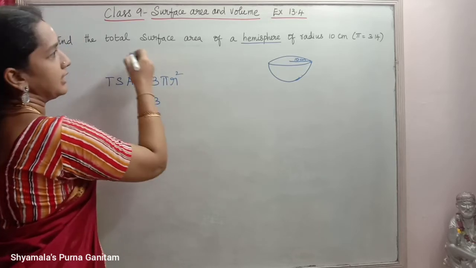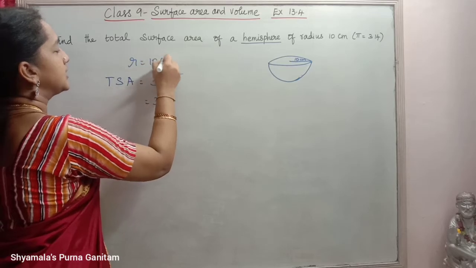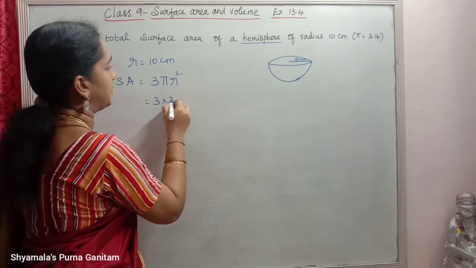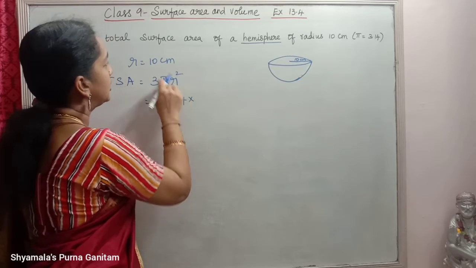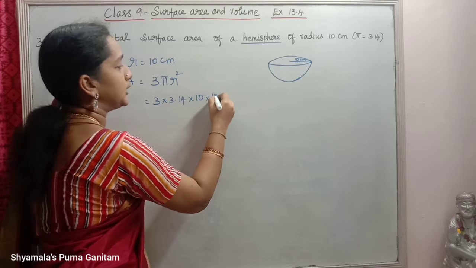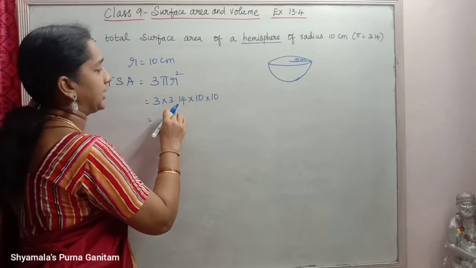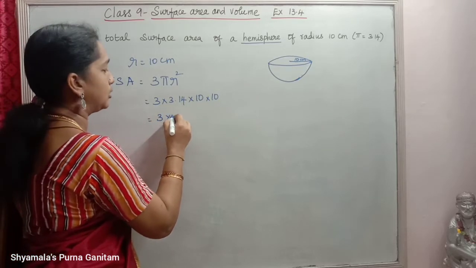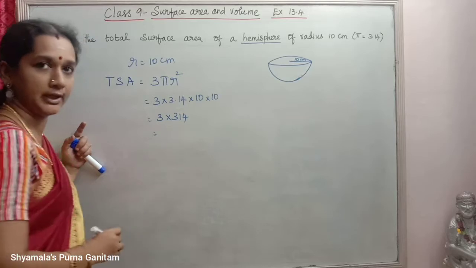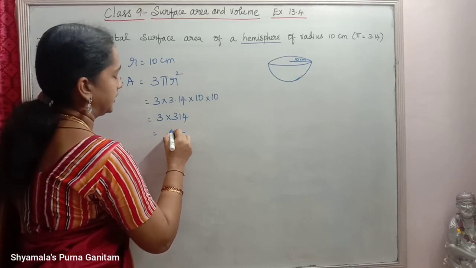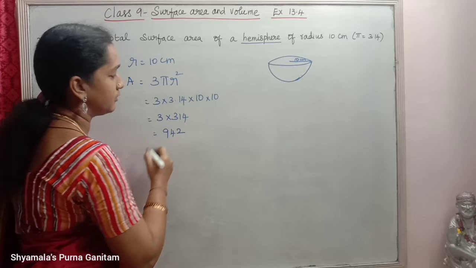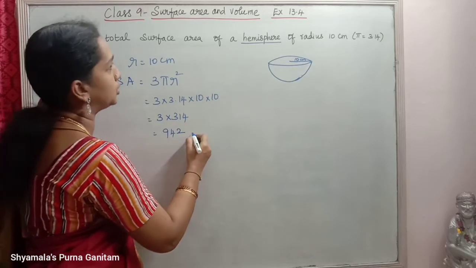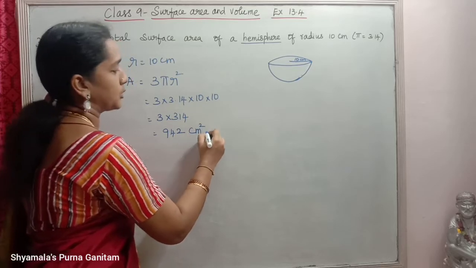So substituting, radius is given as 10 centimeter. So we will substitute r here. So 3 into pi, they are asking us to keep it as 3.14, into radius 10 centimeter, 10 into 10. Okay, so when we multiply 3.14 into 10 into 10, we will get 314. So 3 into 314: 4 3s are 12, 3 1s are 3 plus 1 is 4, 942. So 314 into 3 is 942 centimeter square.